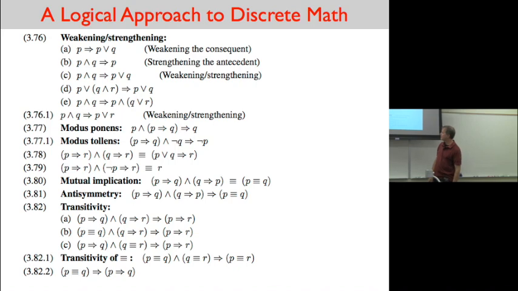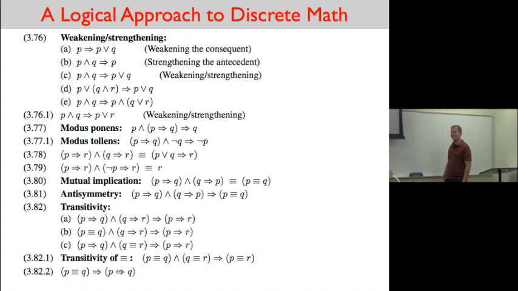What's the difference between mutual implication and antisymmetry? They're not the same thing. Mutual implication is P implies Q and Q implies P, so this is one way and the other way. But this one is P implies Q, and Q implies P. Oh, you're right. One equivales and the other one implies. It can do two different things. Nifty.